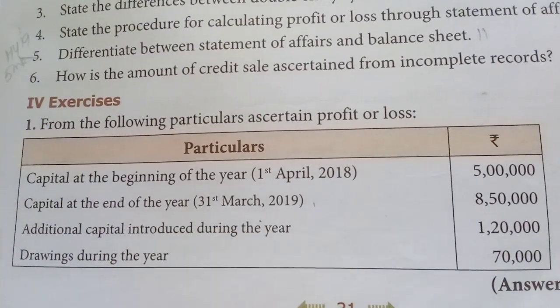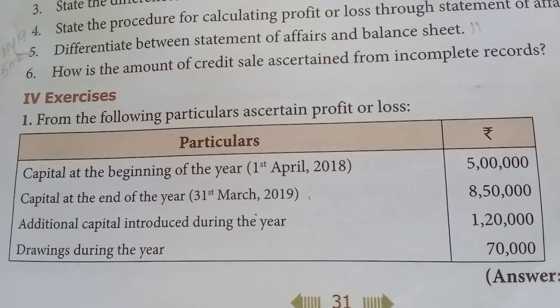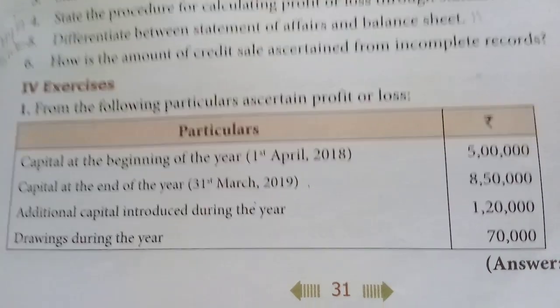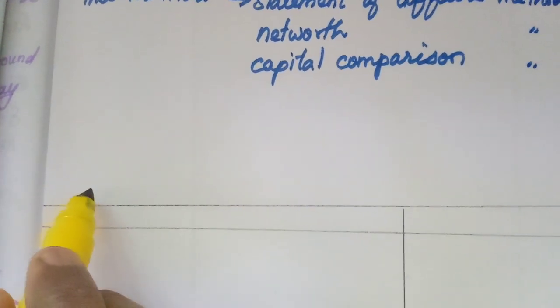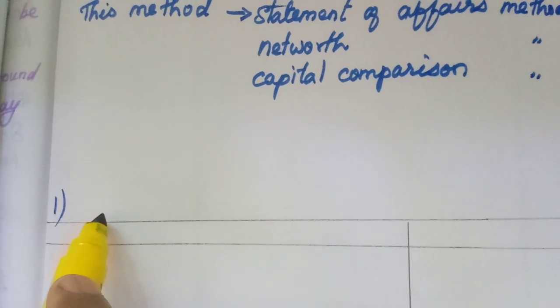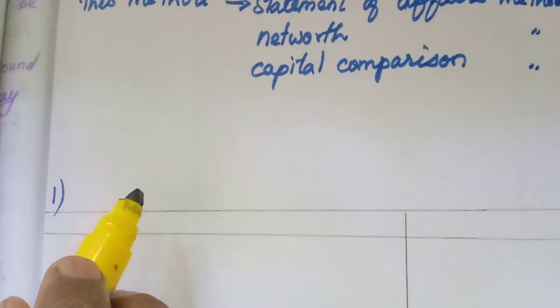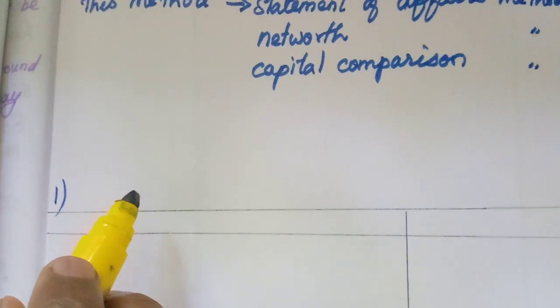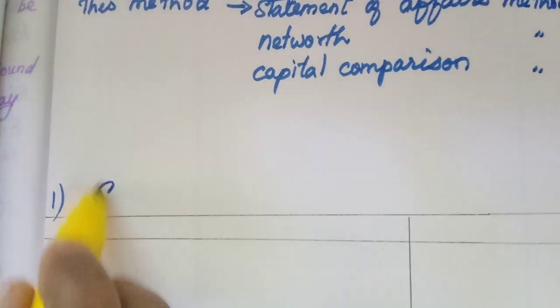Now I will do this on the notebook. You can watch it. Students, you have to write first the question number 1. Then the heading. I told you this in 11th also. First you have to write the question number, then the heading. Heading is statement of profit.